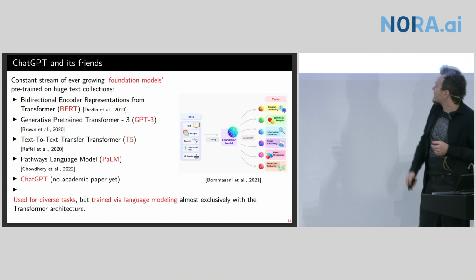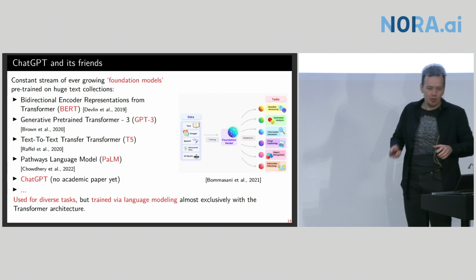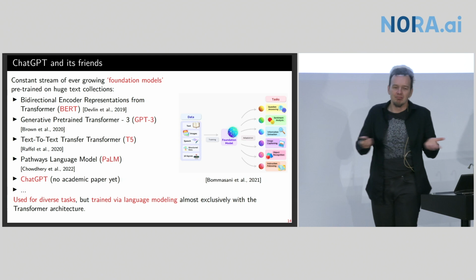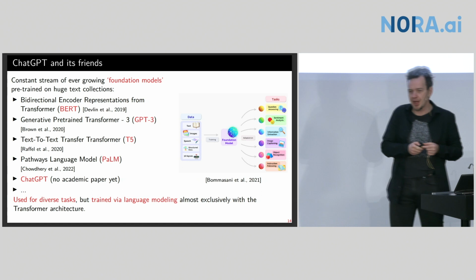Right, and yeah, these models are used for diverse tasks, but they're all trained via the same, or more or less the same, language modeling objective. And they all exclusively use transformer architecture, which is a bit sad, because I personally would love to see more diversity in that. So I would love to see more different neural architectures. But it seems that transformers are the most efficient way to train neural networks that we have up to now, at least for language modeling.